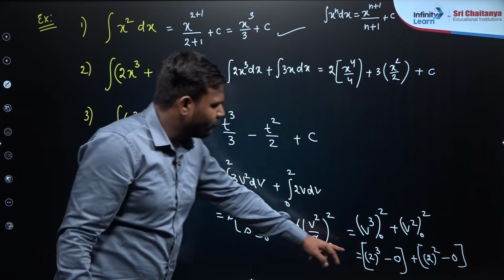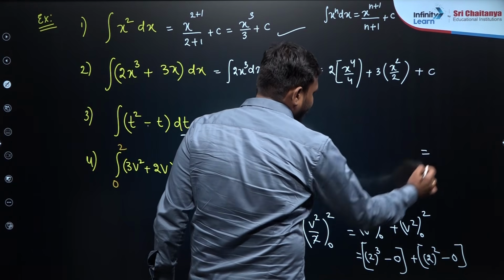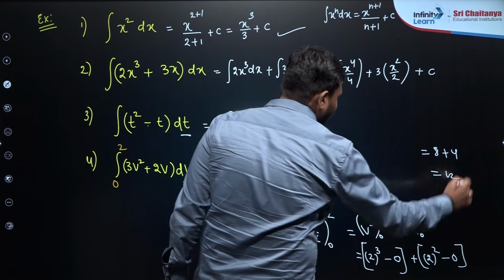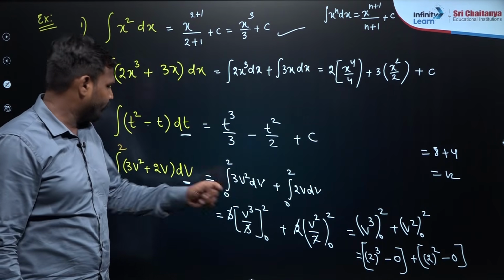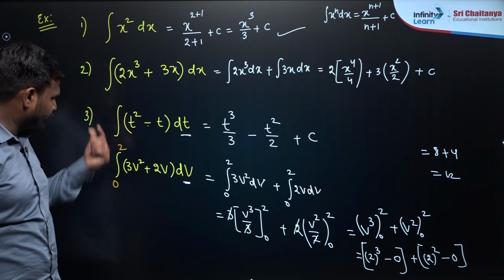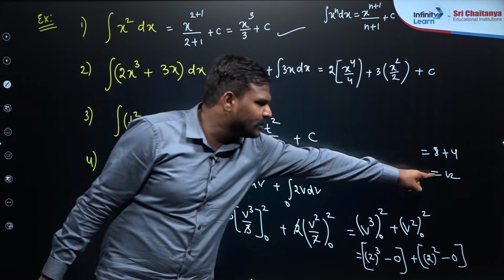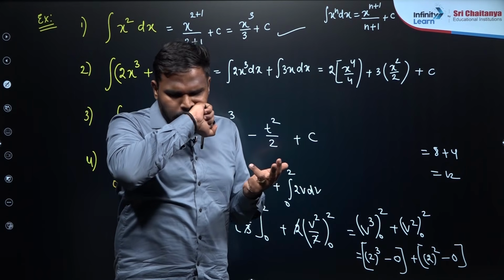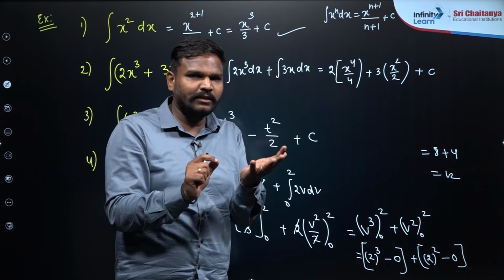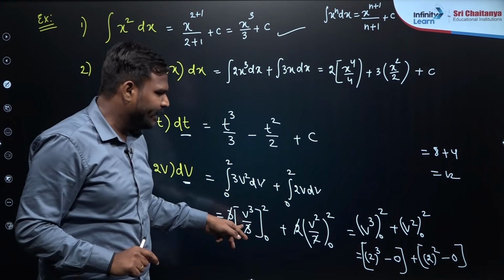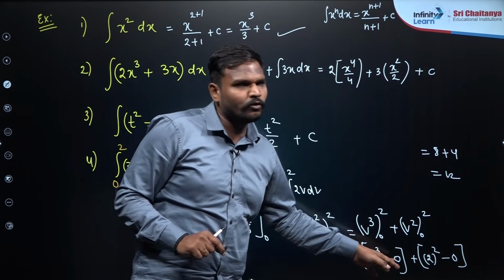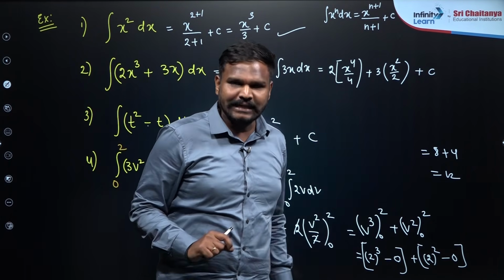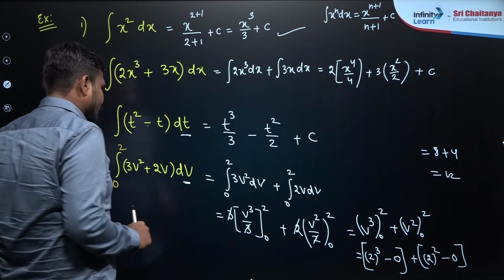So what will happen here, sir? 2 cube will become 8 and 2 square will become 4. So the answer for the question will be 12. Okay, when you integrate 3v square plus 2v from 0 to 2, the final answer will be 12. I have already told you, in definite integration we will have limits. Once we integrate, we have to put upper limit minus lower limit, and your final output will be a value, a number. Is that clear? Let us go with some more examples.